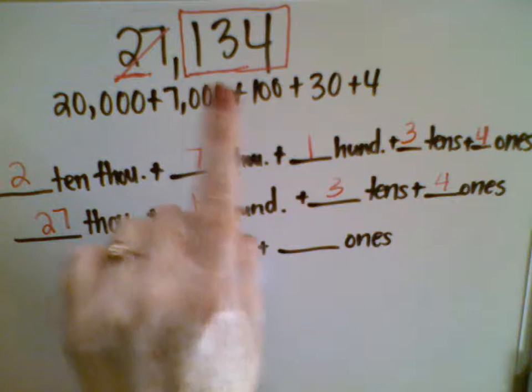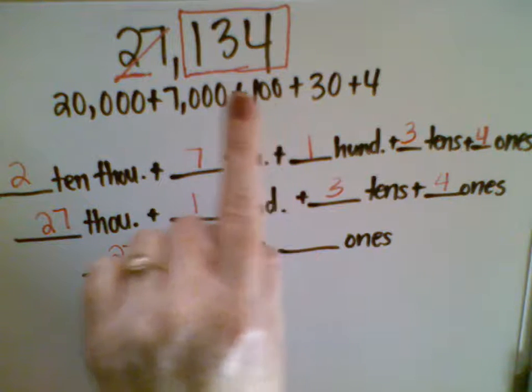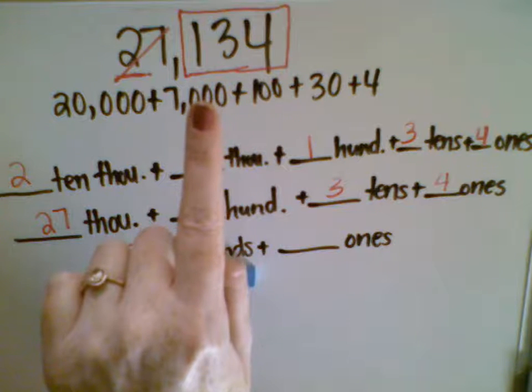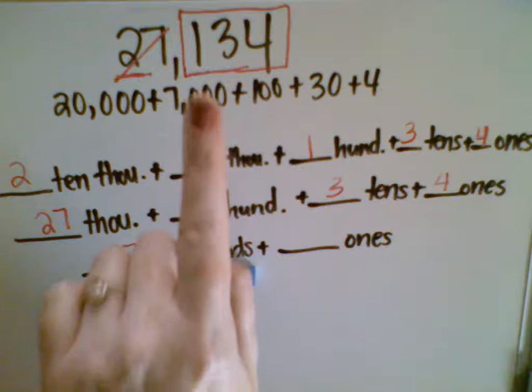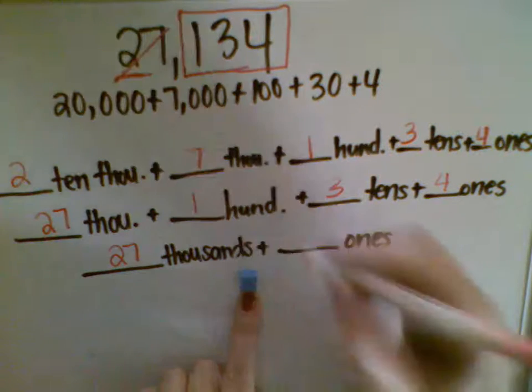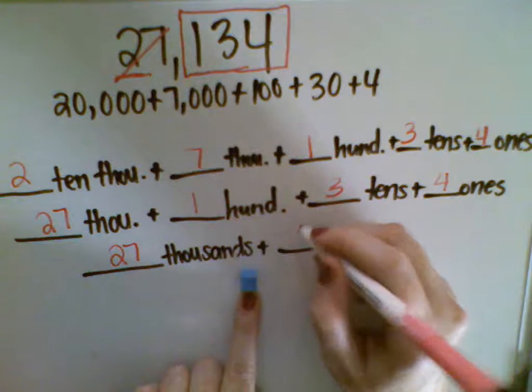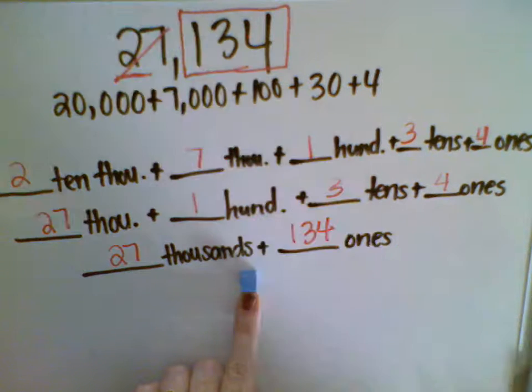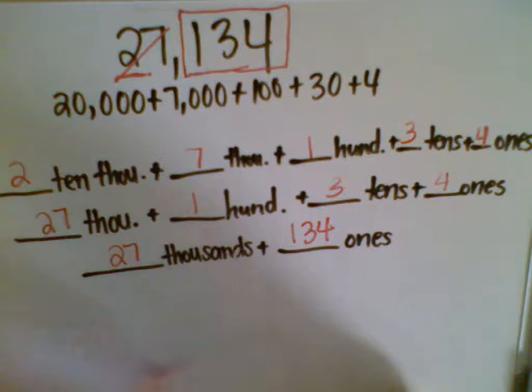Because I don't have a place to write tens. I only have a place to write ones. I want you to think about it for a second. If you answer that I need 134 of these little blue ones blocks, you are absolutely right. Amazing. So now I'm going to write the value.